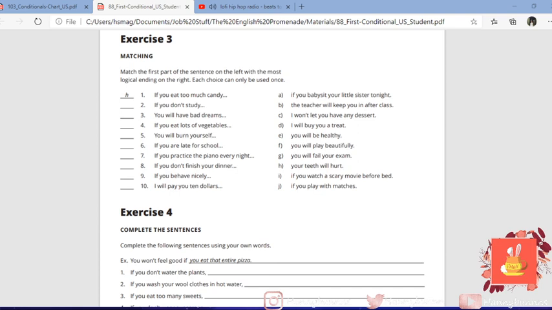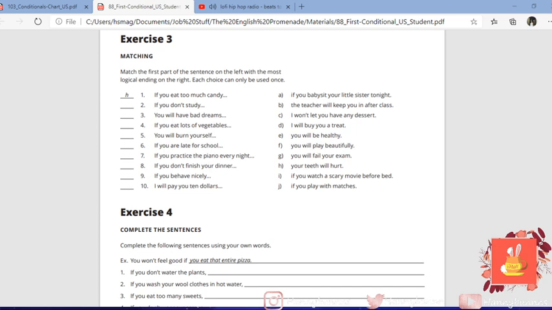Six is B. If you are late for school, the teacher will keep you in after class. To be honest, no one cares. You probably might just sit out for recess, if anything, if you're in elementary school. Or you'd get a warning or go to detention. That's about it.